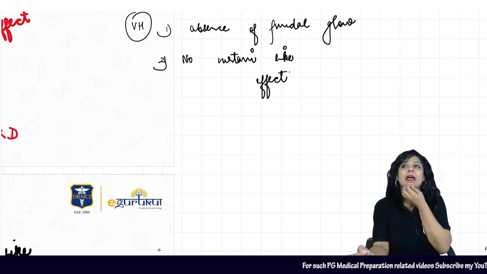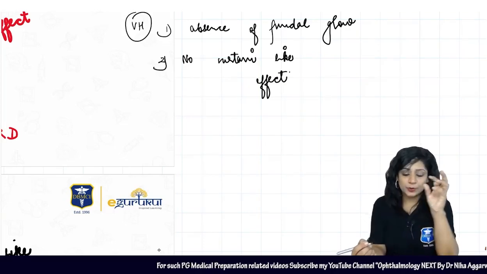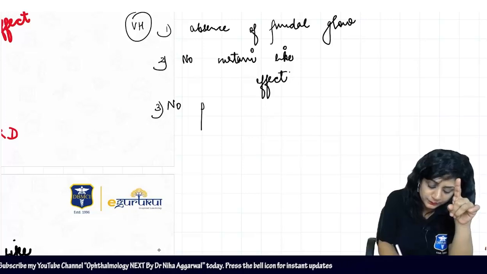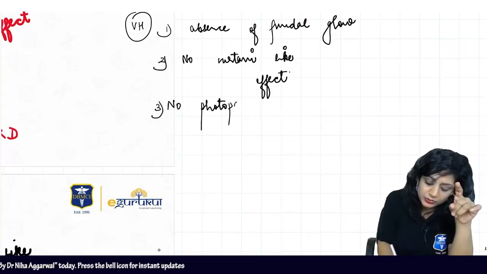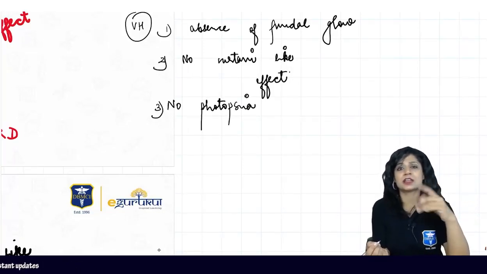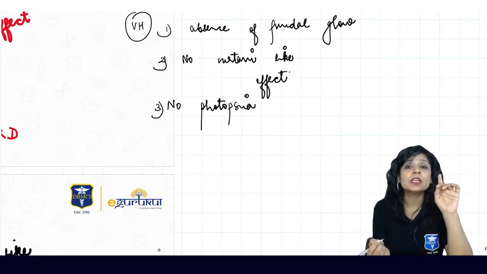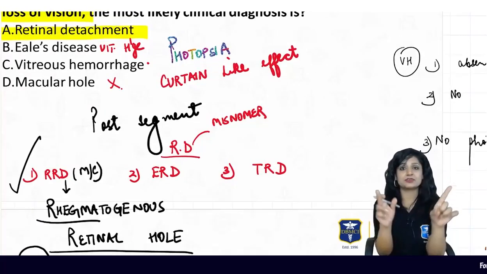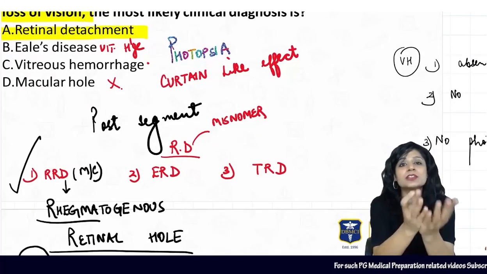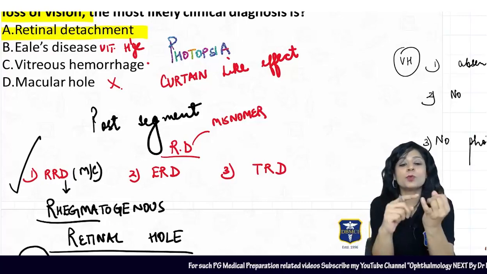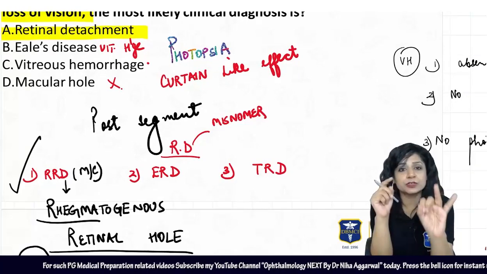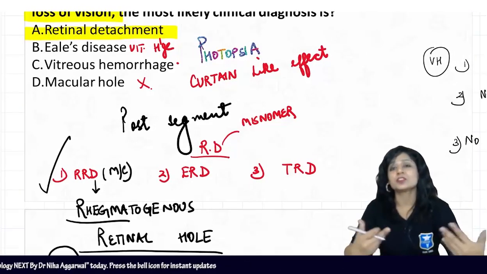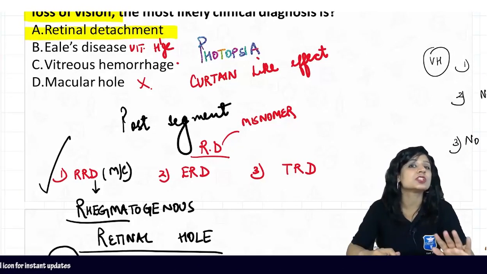Macular hole. Macula means the central vision. One more thing they had given is photopsia. There will be no photopsia also. So I am very sure that this is not a case of Eales disease, that is vitreous hemorrhage. Let us talk about macular hole. In macular hole also you will have the central scotoma, central diminution of vision, because the macula is responsible for central vision. There is no point of photopsia here, no point of curtain-like effect. So you are very sure that the answer will be retinal detachment. And which type of retinal detachment? It is a rhegmatogenous retinal detachment.